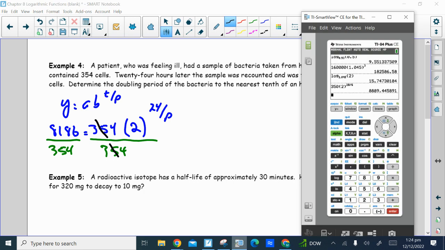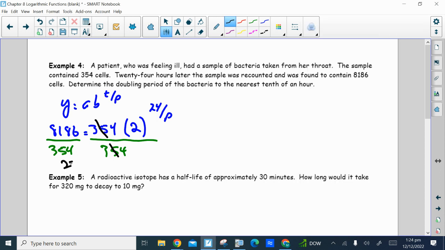So 8186 divided by 354 is that decimal, 23.124. That's what 2 to the power 24 over p will equal. And I will now convert from exponential to logarithmic. It'll be log base 2 of 23.124 equals 24 over p.